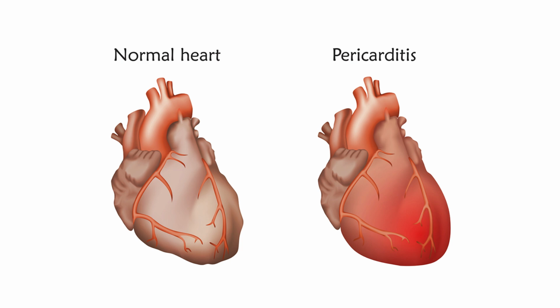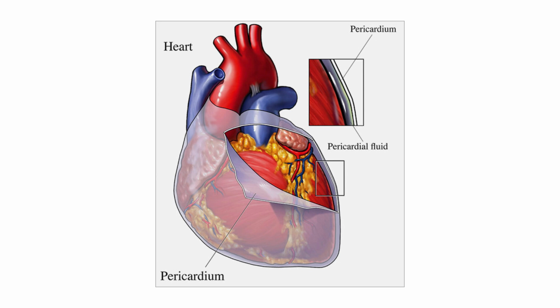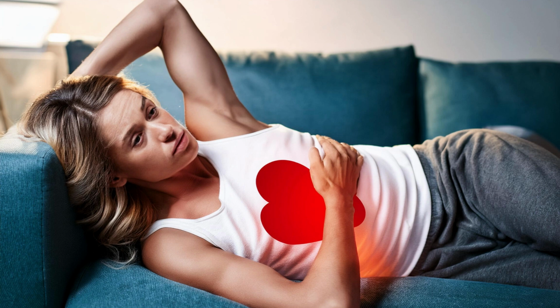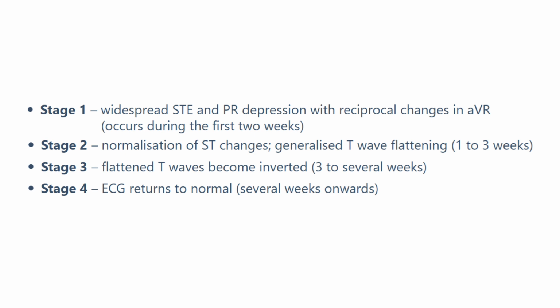Now let's move on and talk about pericarditis. Pericarditis is an inflammation of the pericardium, which is the sac-like structure that surrounds the heart. These patients usually present with chest pain, and classically it's chest pain that worsens when they lie down and improves when they sit up. There are four stages to pericarditis.